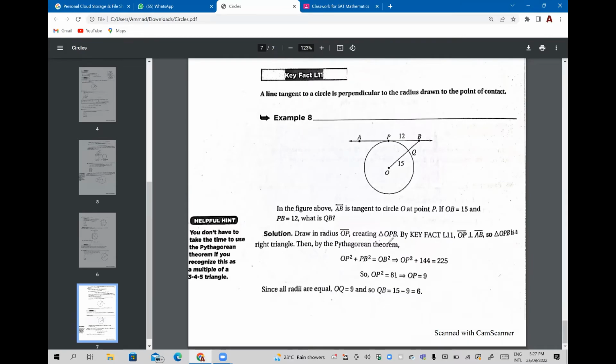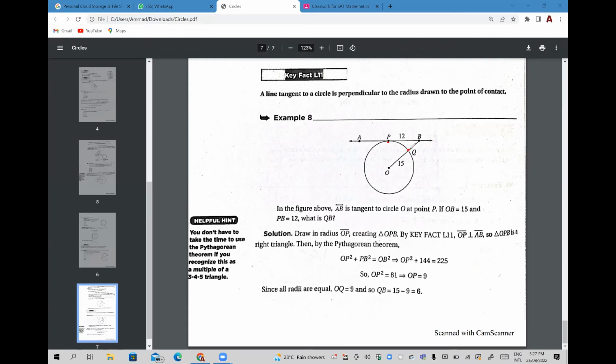Oh, we're done with the topic. फिर last question कर ही लेते हैं ये. In the figure above, AB is tangent to circle O at a point P. So अब इसमें AB is a tangent. यहाँ पे this is point P where it touches the circle at. If OB is 15 and PB is 12, what is QB?